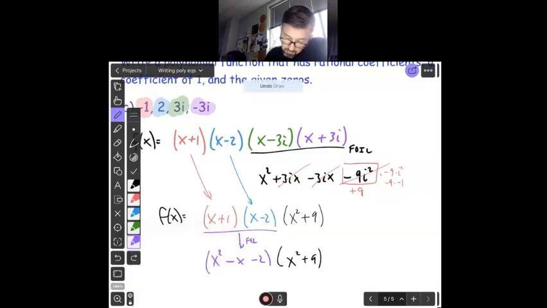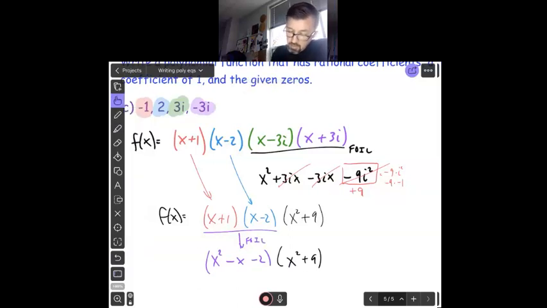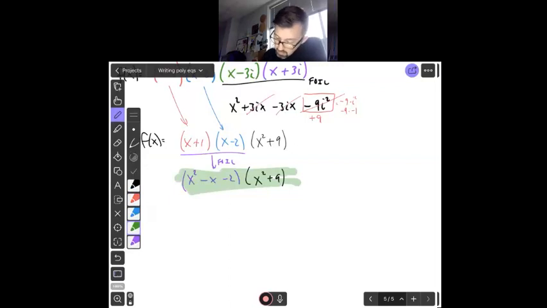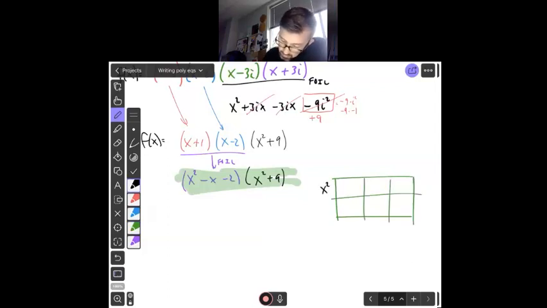And then you might want to do a box method for this one. So you may want to draw a 2x3 box. I saw that Brooklyn, you said you liked that a lot better. So draw a 2 by 3 box. X squared plus 9 on the side. X squared minus x minus 2 on the top. Then sit there and do your distribution.